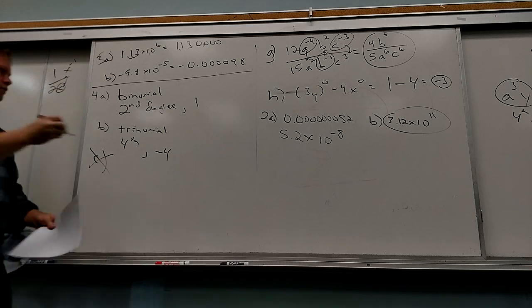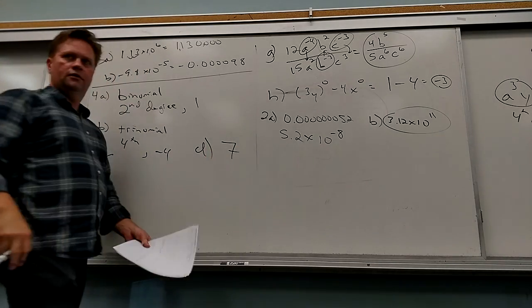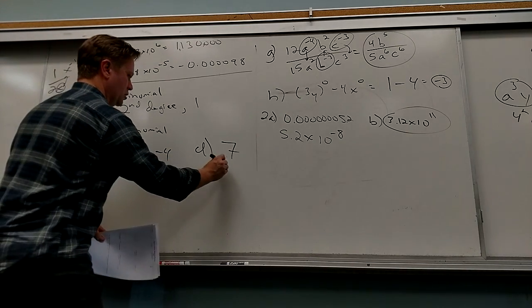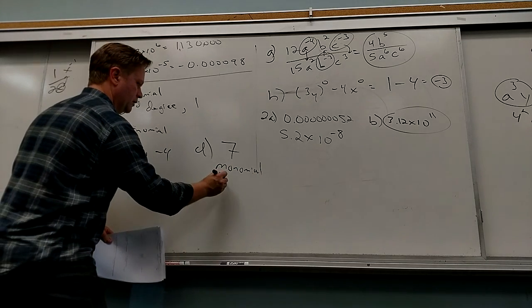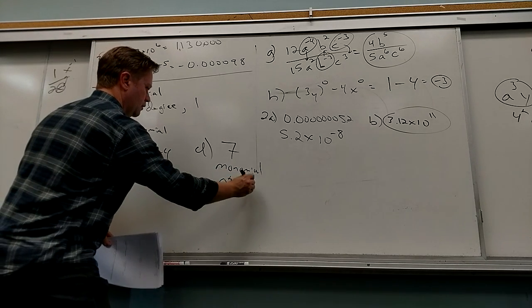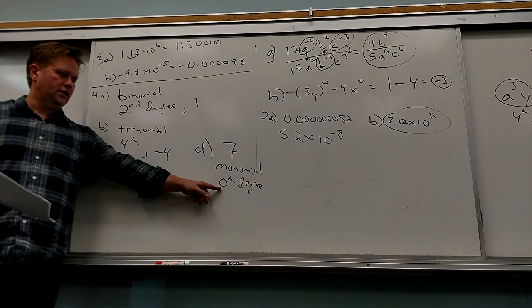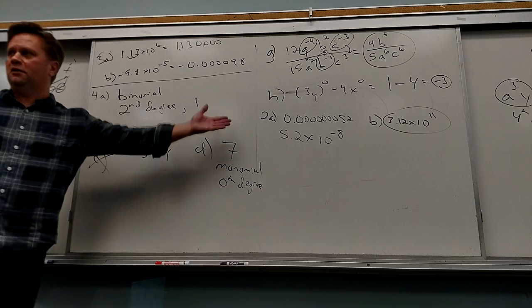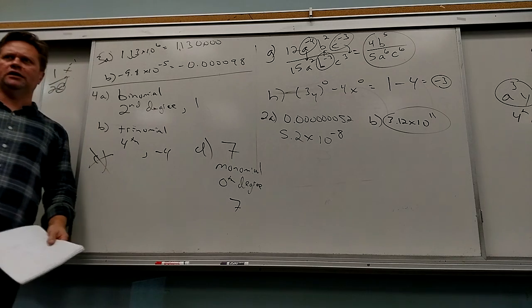I like it. So what about part D? I love this one. 7. So how many terms are there? So it's a monomial. How many letters do you see? So it's a what degree? 0th degree. And what's the leading coefficient? It's got to be the only thing, right? The leading coefficient is 7. Sweet.